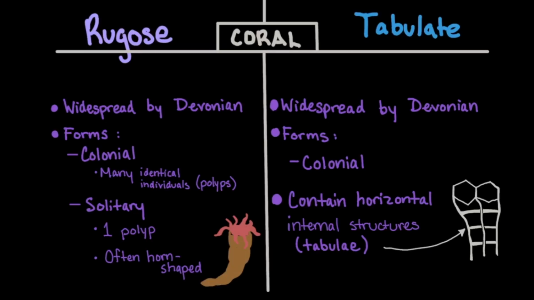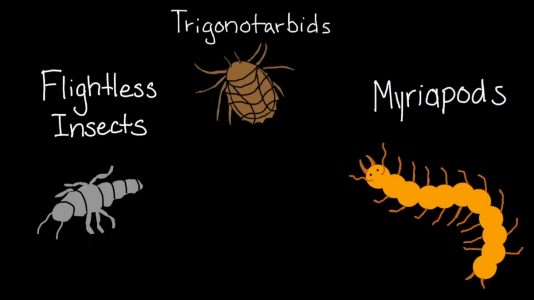As plants spread out on land, animals followed. These animals included trigonotarbids, flightless insects, and myriapods. Trigonotarbids are extinct arachnids, so they are related to spiders. Myriapods include millipedes and centipedes.